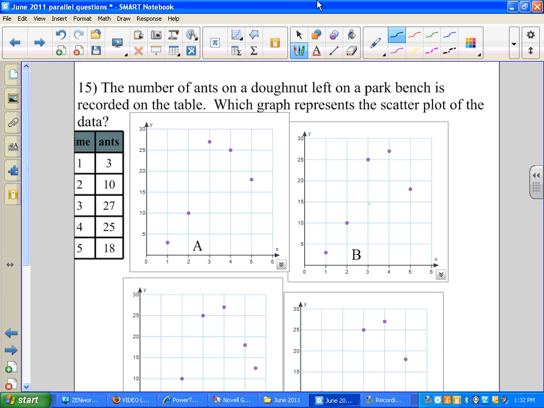Number 15, the number of ants on a donut left on a park bench is recorded on the table. Which graph represents a scatter plot of the data? So time and the number of ants. After 1 minute, there were 3 ants. After 2 minutes, there were 10. 3 minutes, there were 27. 4 minutes, 25. And after 5 minutes, there were 18. All you have to do is take a look at the plots and see which one has the point (1, 3). That one, that one.